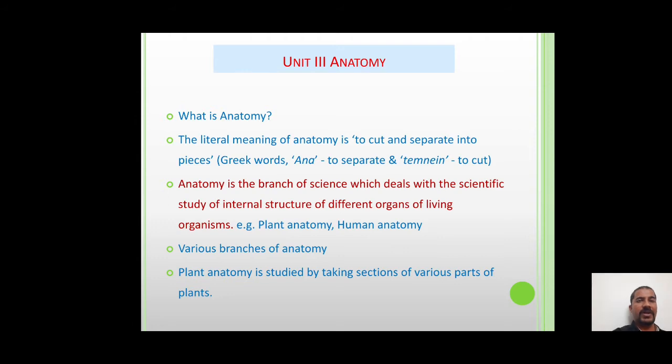There are various branches of anatomy such as plant anatomy, human anatomy, etc. Plant anatomy is studied by taking sections of the various parts of the plants such as the root, stem, leaf, etc.